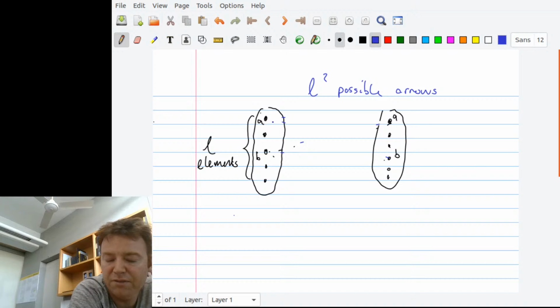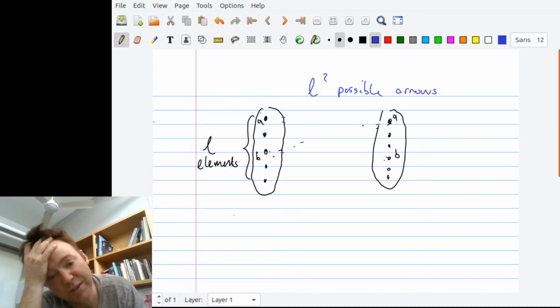So how many relations are not antisymmetric? If A relates to B and B relates to A, there's a whole bunch with that. But then I have to do inclusion exclusion. I don't really want to do that.